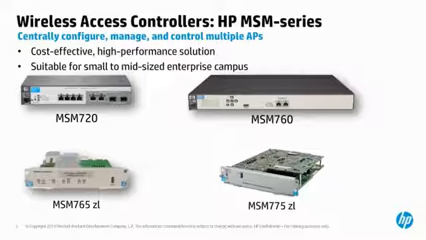The MSM 765 and 775ZL are modules that can be installed into 5400ZL or 8200ZL series switches. They have similar specifications to the MSM 760, with up to 200 APs per controller and 800 APs for a 5-controller team.